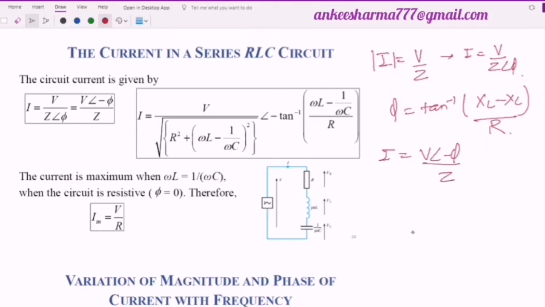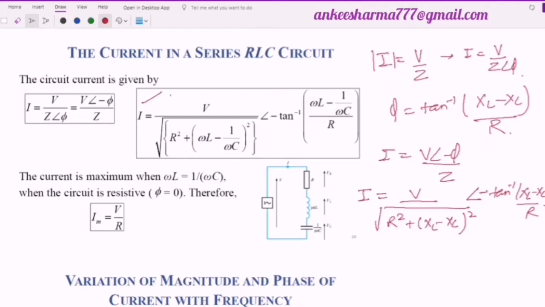So if I substitute these values, I will get I is equal to V as it is. The value of Z, you all know, is the square root of R square plus (XL minus XC) whole square, and the angle is minus phi. What is phi? I will write the value from here: tangent inverse of (XL minus XC) by R. Or you can substitute the values of XL and XC as omega L and 1 by omega C, which I have done over here, right? So this is the value of my current.